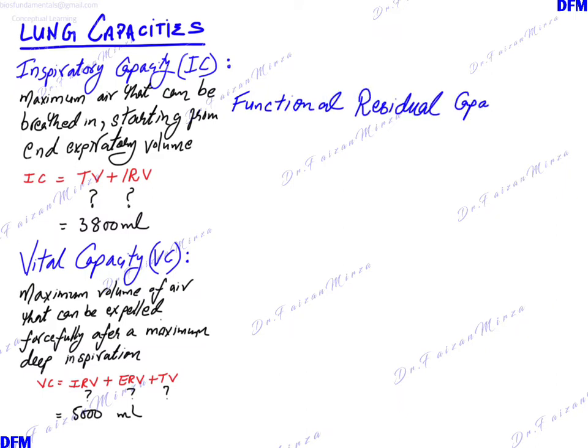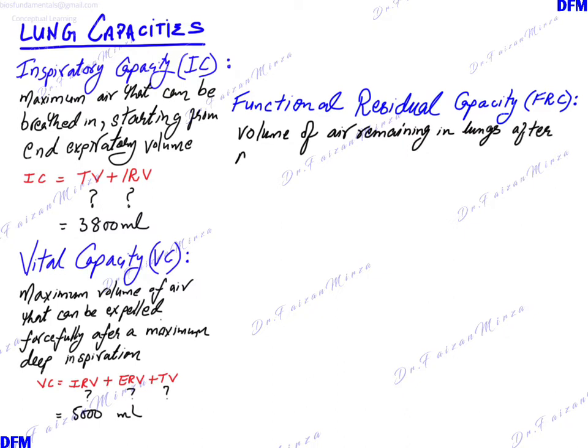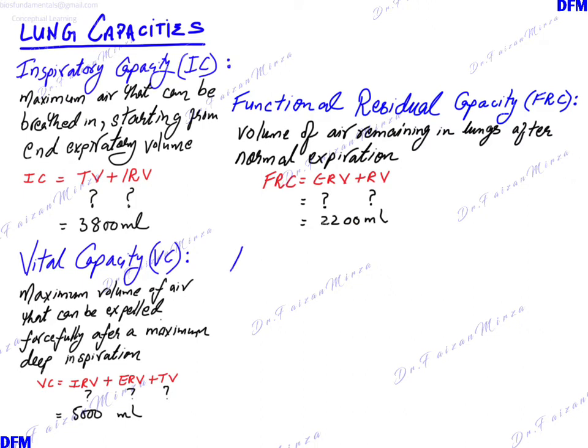FRC, functional residual capacity. What's functional residual capacity? Functional residual capacity is the volume of air remaining in lungs after normal expiration. And FRC is calculated by adding ERV and RV together. The value is about 2200 ml.